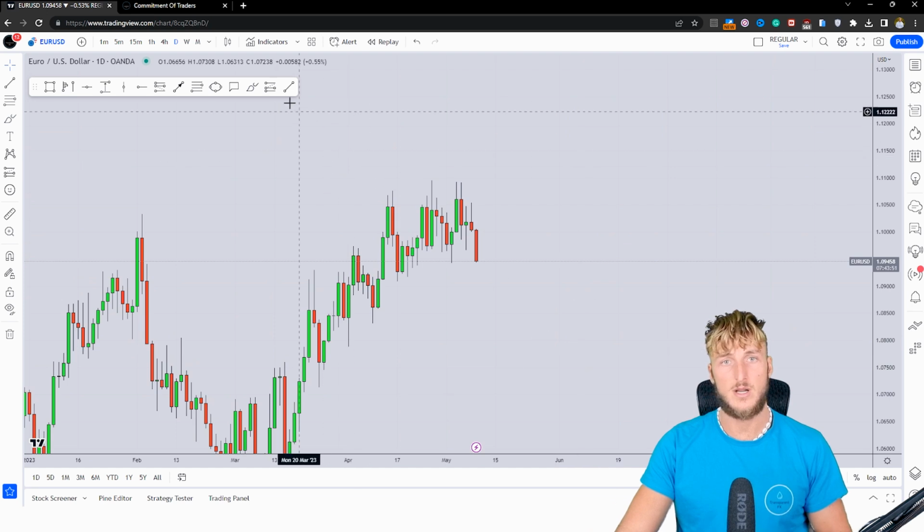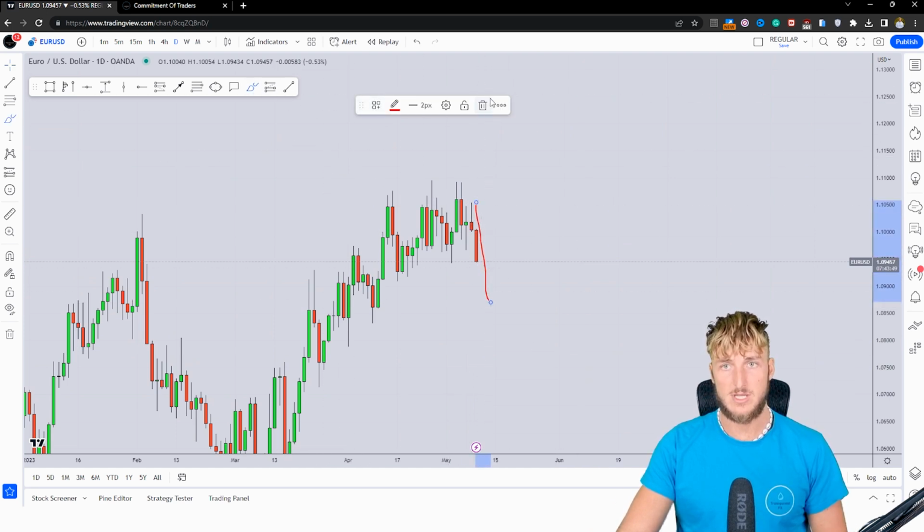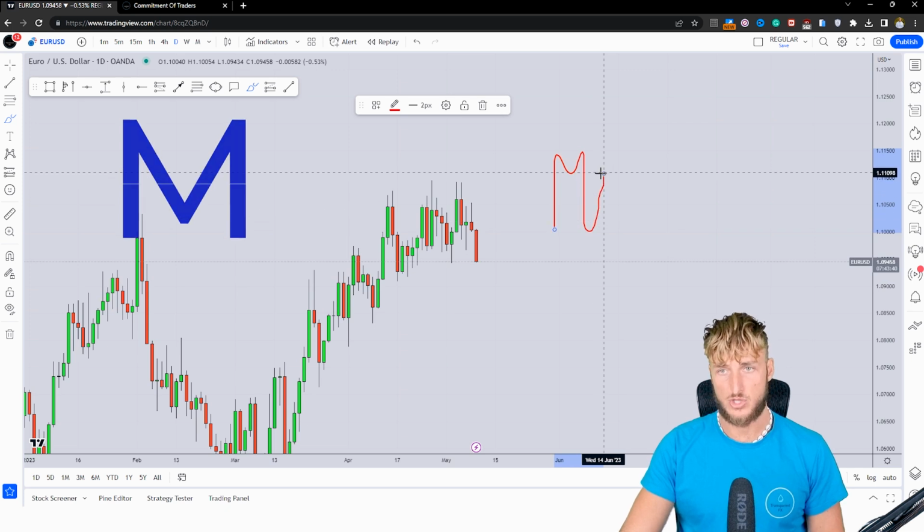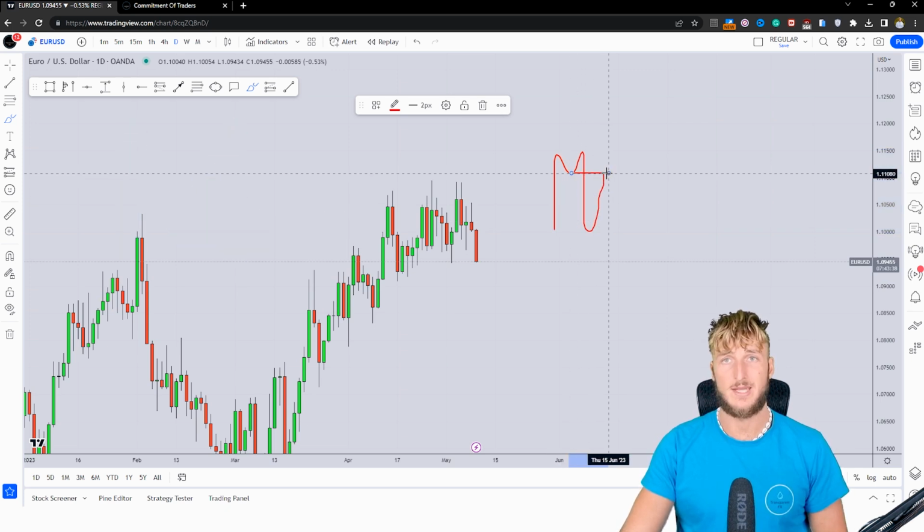Now, what we can see here is that in creating this move to the downside, the market is also currently printing an M pattern. Now, in general, after the creation of an M pattern, what we could expect is a potential rejection to the upside for the completion of the M pattern at the neckline, which is the previous support turned resistance.